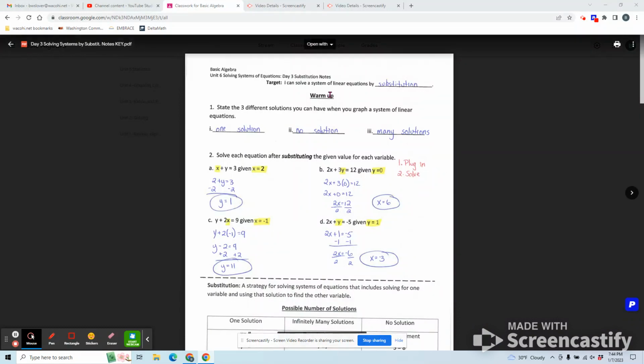So that is our target for the day. We have a warm-up to get us ready for that.